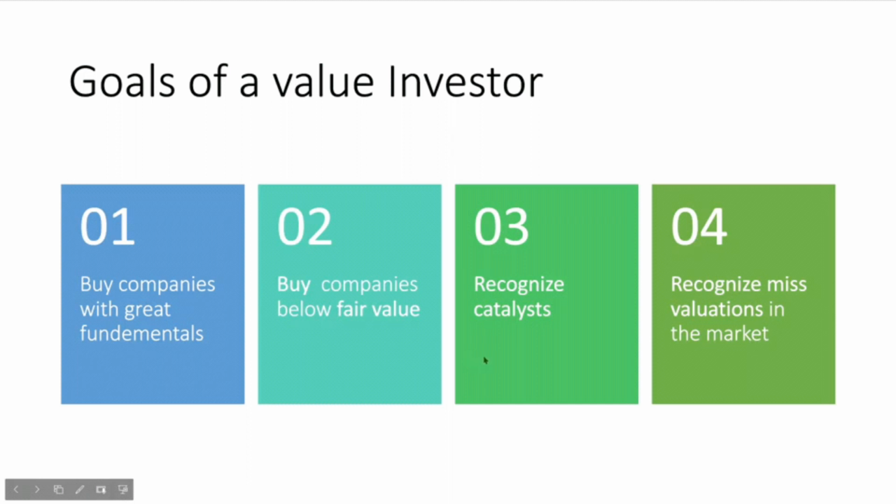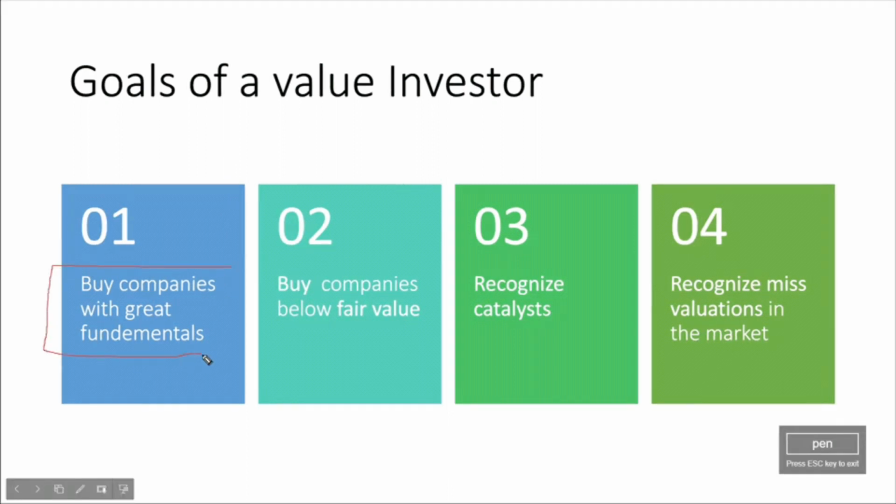So, goals of a value investor. The first goal is to buy great companies with great fundamentals. We already talked about this. Like Warren Buffett said, you want to buy an amazing company at a fair price. Of course, ideally at an amazing price. But the thing you want to look for when buying stocks is the fundamentals of the underlying business.